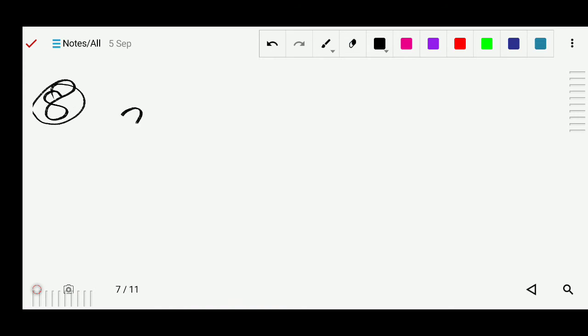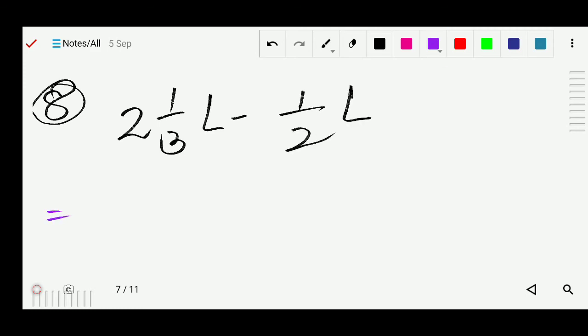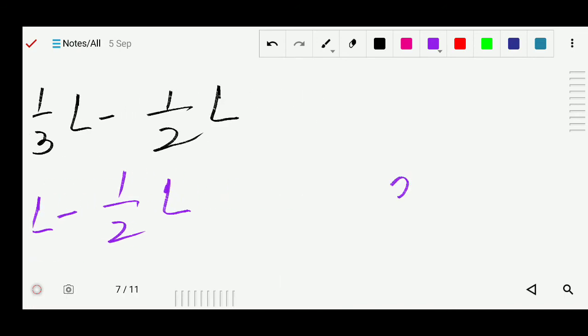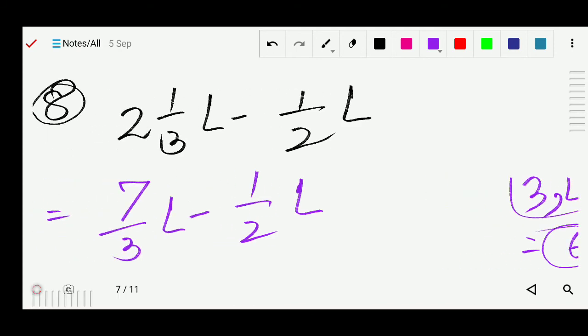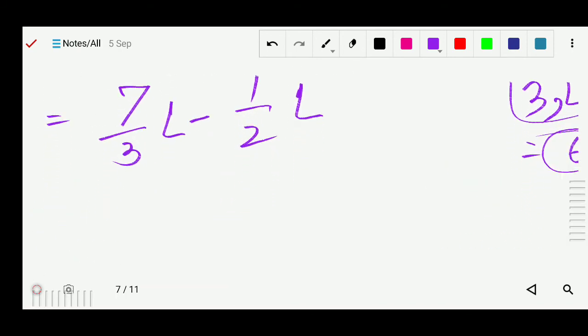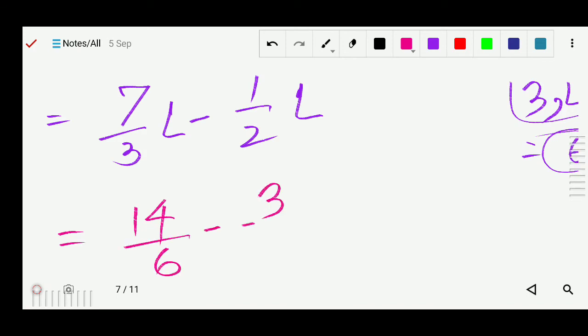Total was 2 and 1 by 3 liter and now 1 by 2 liter is left. First of all we make it simple: 3 times 2 is 6 plus 1, 7 by 3 liter minus 1 by 2 liter. Now we can solve. First we take the LCM of 3 and 2, which is 6. After getting the LCM, you have to make the denominators equal. After making them equal, you will get 14 by 6 and here 3 by 6.